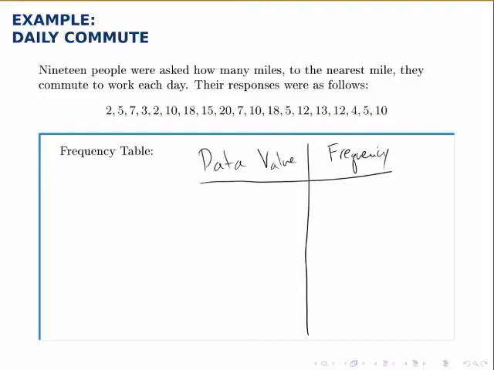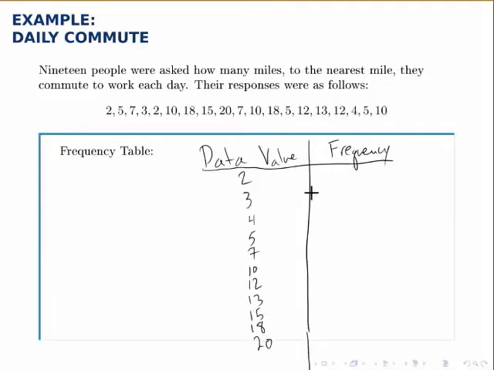Now we'll go through the data set, and for each unique data value that we see, we'll list that in the left-hand column. Once we've filled in all these data values, now we just need to count how many times they occur. So, for instance, I notice that 2 appears twice in the data set, so it has a frequency of 2. 3 appears only once, so it has a frequency of 1, and so on, and I fill in the rest of the table. And it's really as simple as that.